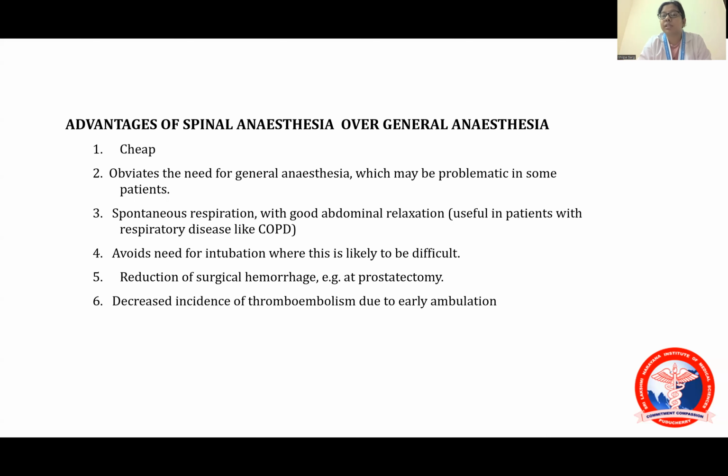So, especially in patients with respiratory diseases like COPD and asthma, general anesthesia can be very problematic, can be very threatening. So, spinal anesthesia is very beneficial, as in spinal anesthesia there is no need for intubation. So, all challenges of airway management and tackling a difficult airway are obviated. Next, there is reduction of surgical hemorrhage, for example, at prostatectomy. In spinal anesthesia, there is decreased incidence of thromboembolism because early ambulation is possible.